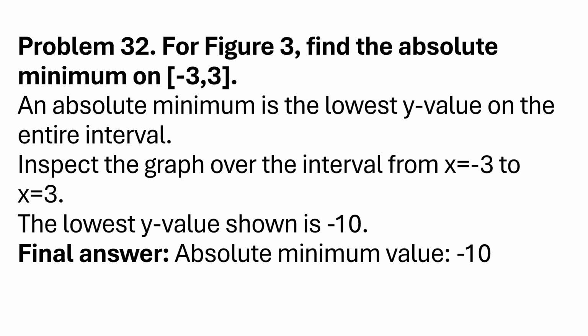We are given the graph in Figure 3 and asked to find the absolute minimum on the interval from negative 3 to 3. To find the absolute minimum, we identify the lowest point on the graph within the specified interval. The lowest y value shown is negative 10. Therefore, the absolute minimum value is negative 10.